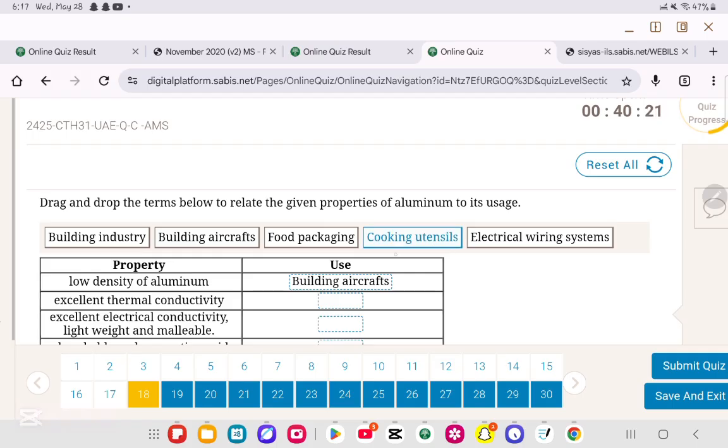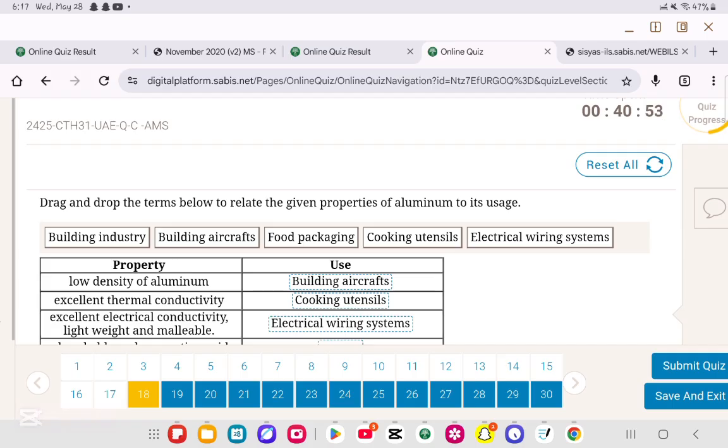This we use in cooking utensils, for example, pots. You make pots out of aluminum in order to make them conduct the heat and cook the food. Next thing we have is excellent electrical conductivity, lightweight and malleable. This for sure is used in the electrical wiring systems because you need the wires to be lightweight. You need to be able to shape the wires. You need to make them long, short, whatever you want.